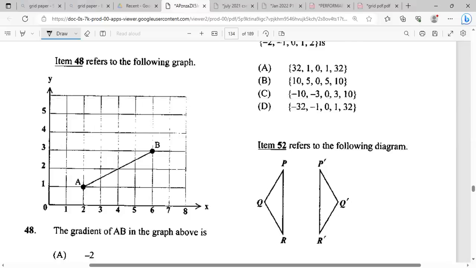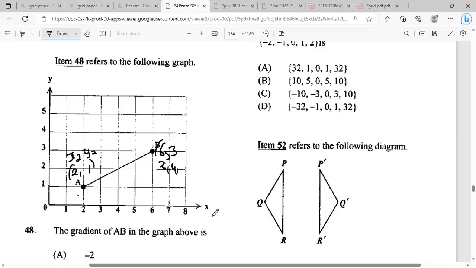The gradient of AB is, so we can name this point (6, 3). I will name it x1, y1. Remember, x comes first. This one now is going to be x2, y2, which is (2, 1). I normally name this y1, but it doesn't matter.